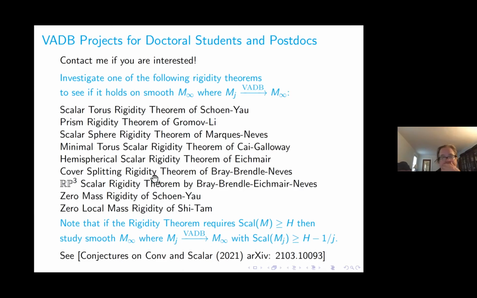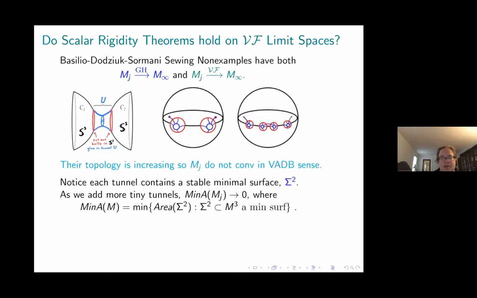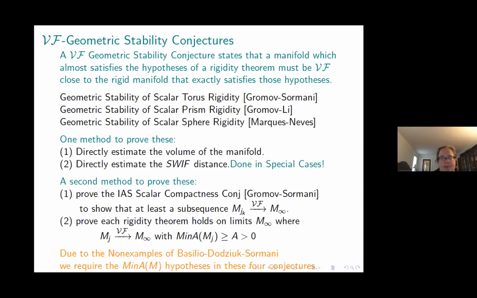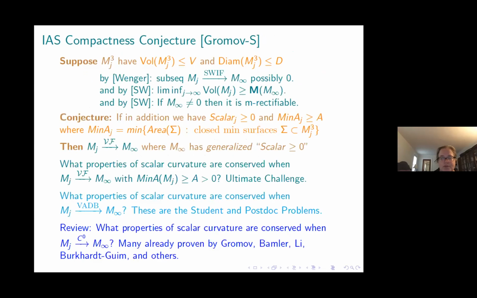If one does that, then we'll check if these theorems hold if you assume VADB convergence. Some of them already are known if you assume C0, using the work of Bamler and Burkhardt-Grimm. But if you assume only VADB, can you use those Ricci flow techniques? All right, so these are the non-examples again. Right, here's the IS compactness, which I added more to.